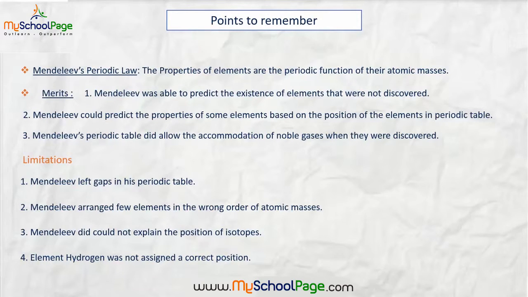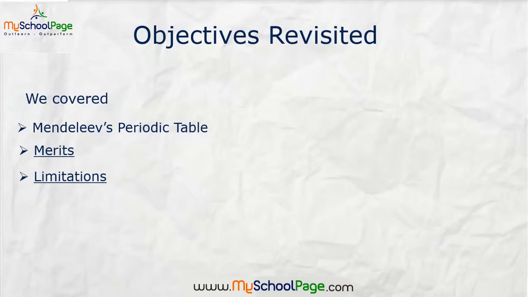Though Mendeleev's periodic table had limitation, it is considered as one of the outstanding works in chemistry, and it is after his periodic table was proposed that the modern periodic table came to the existence. So the modern periodic table has its foundation in Mendeleev's periodic table. In this video, you studied Mendeleev's periodic table, its merits, and also the limitations.